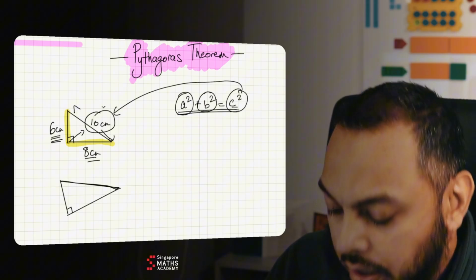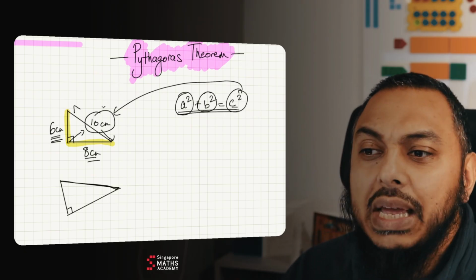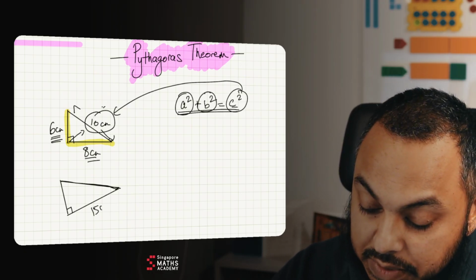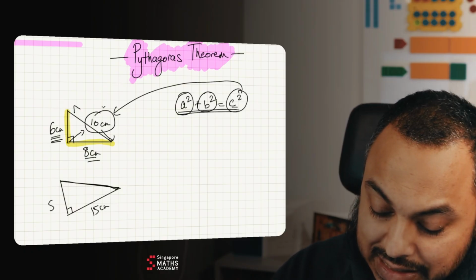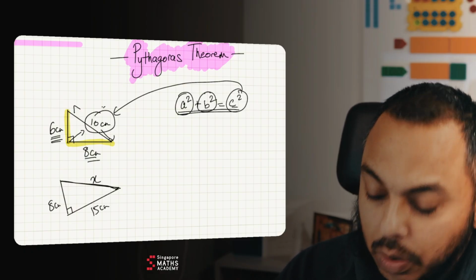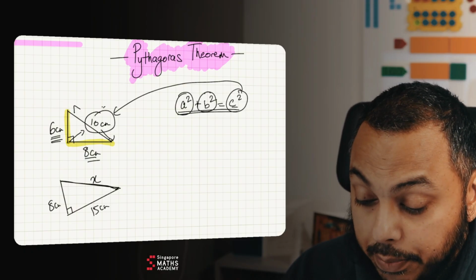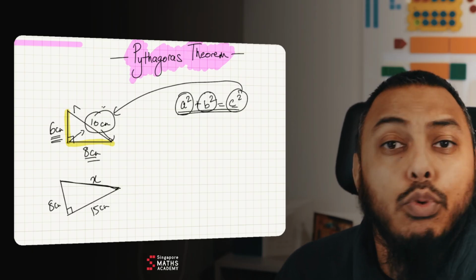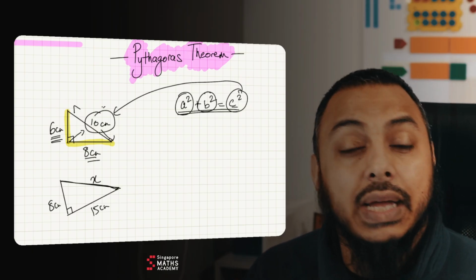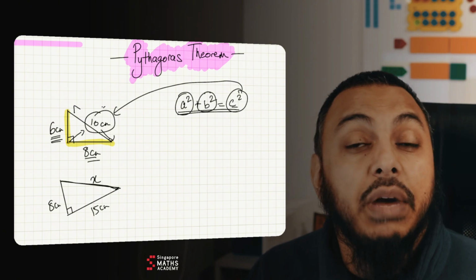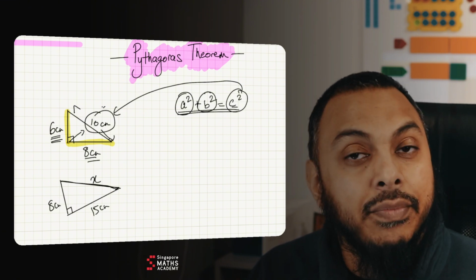There we are. Now we're given that this is 15 centimeters and this is 8 centimeters, and we're asked to work out what x is. So we're going to use the same approach. Maybe you want to try it out, pause the video and see if you can do this yourself. And then you can see if we've got it right by following my instructions after that.